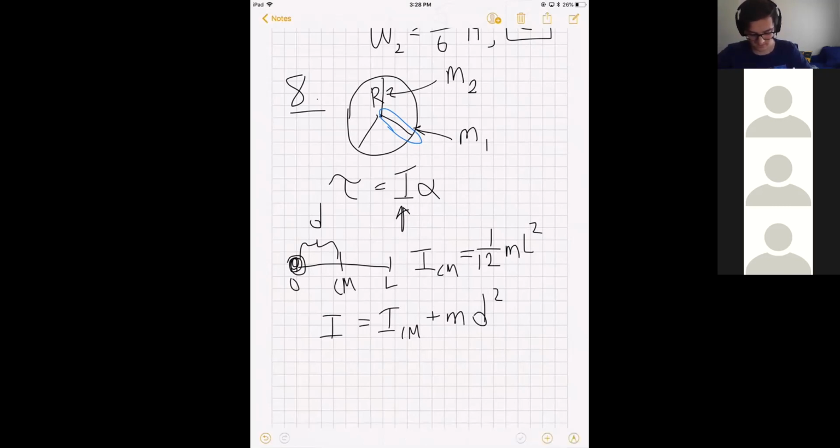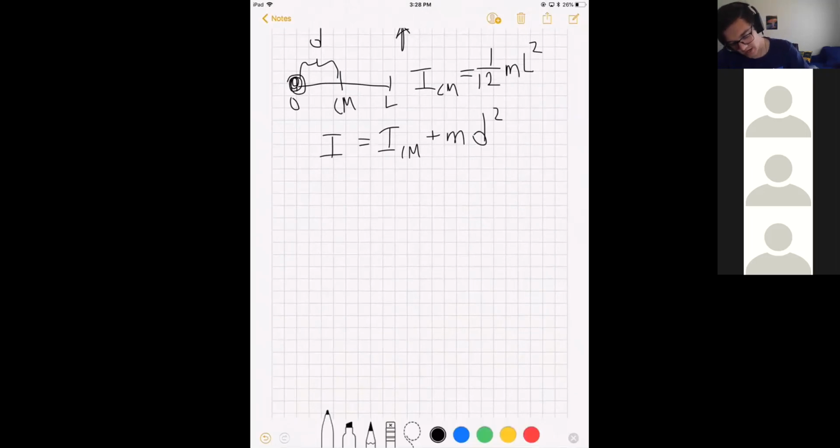Just to really drive this point home, if you had some irregularly shaped object like this, with the center of mass right here, and we asked what the moment of inertia is if I were spinning around a point sitting right there, then d would be this distance right here. That would be d, just so we're extra clear on that.